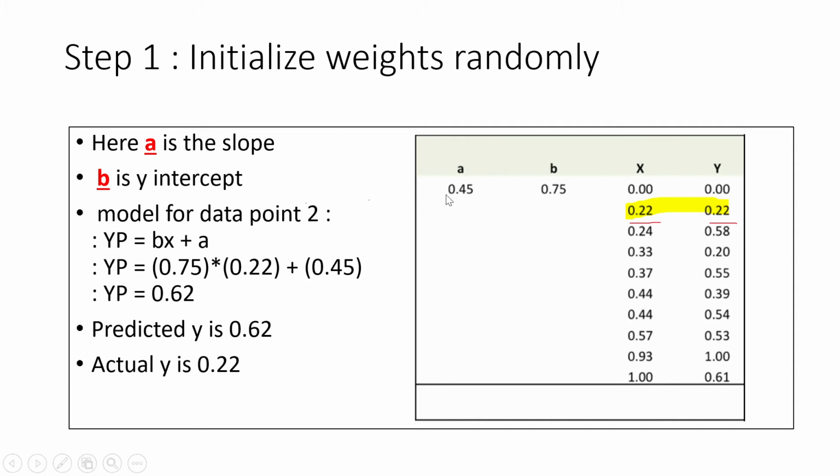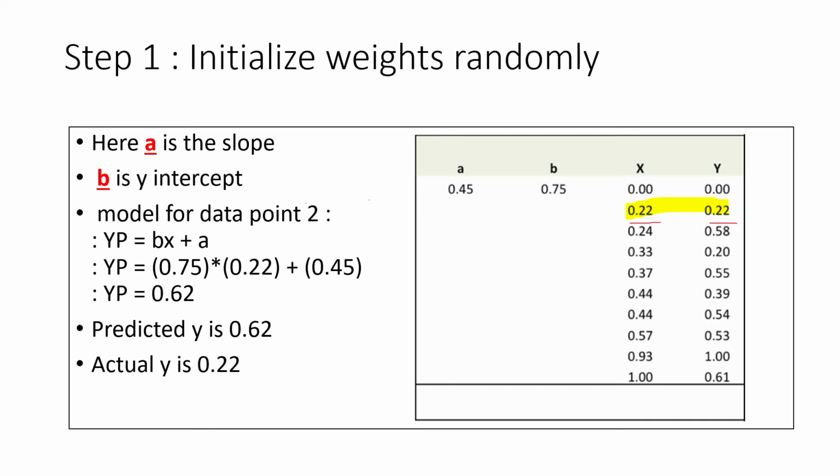Over here a is the slope. The initial value for a is 0.45, just a random value that I've chosen, and b is the y-intercept. The initial value for b is 0.75, and our model is y equal to bx plus a, which is the equation of a line.